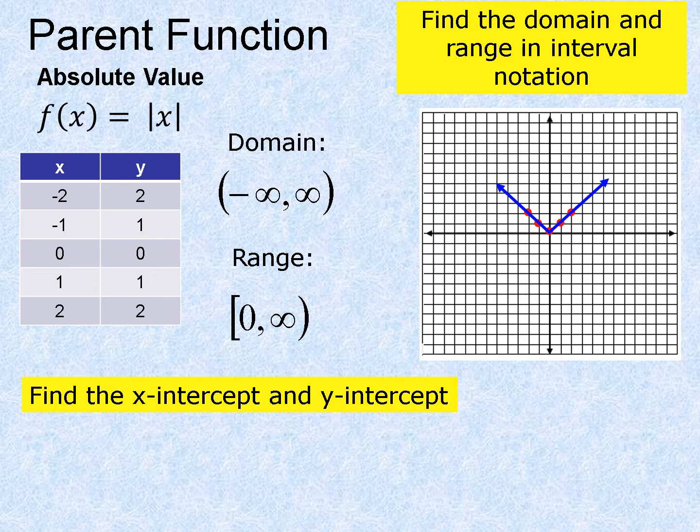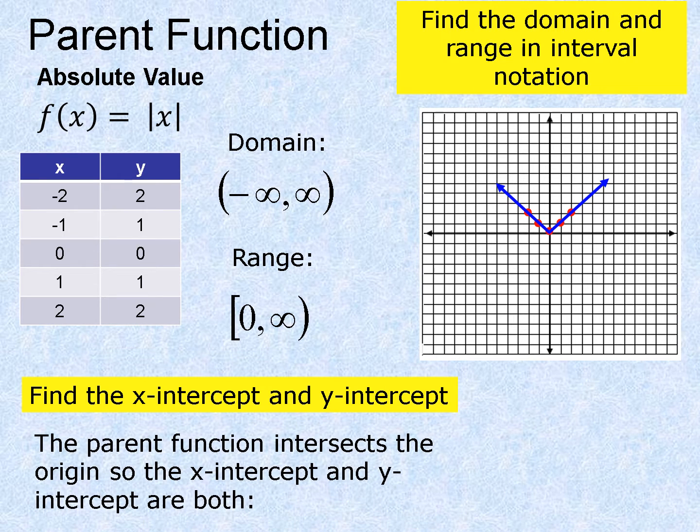Let's find the x and y intercept. Well, we know that the parent function intersects the origin. So the x-intercept and y-intercept are both 0, 0.